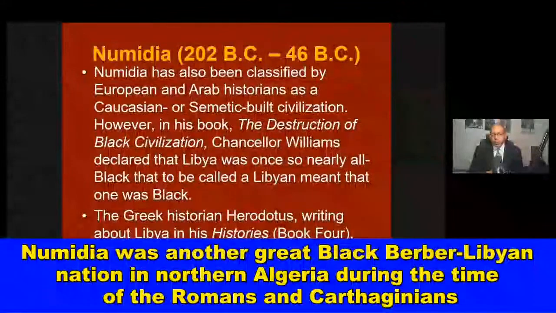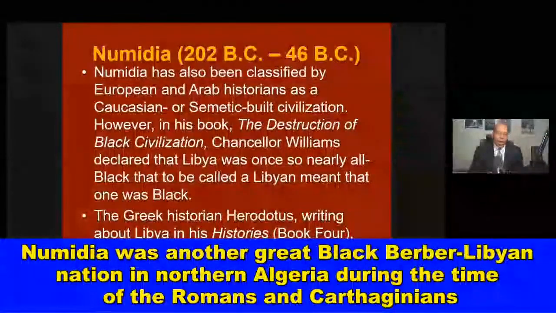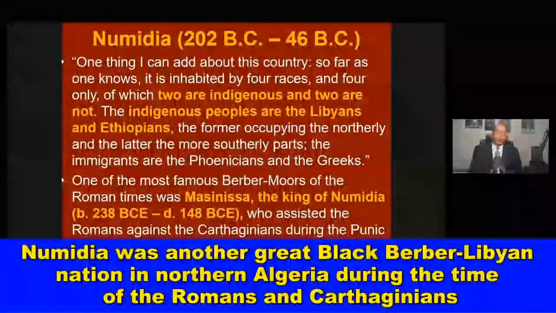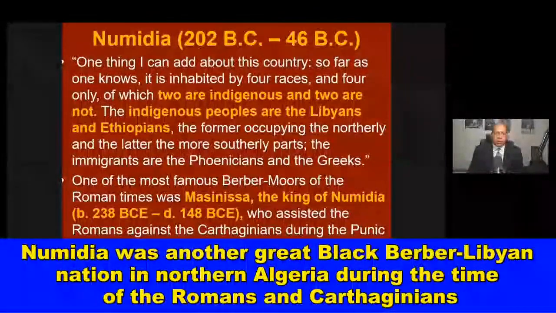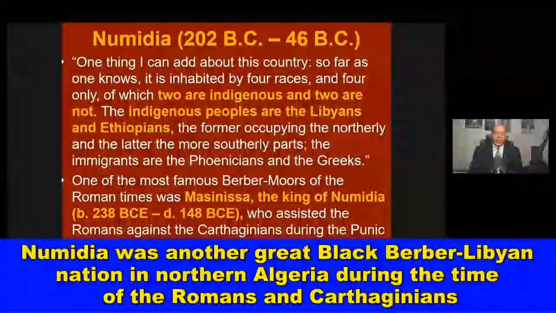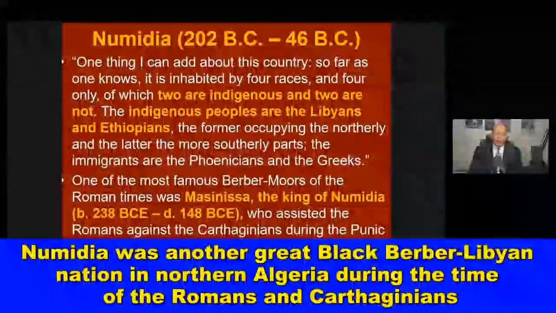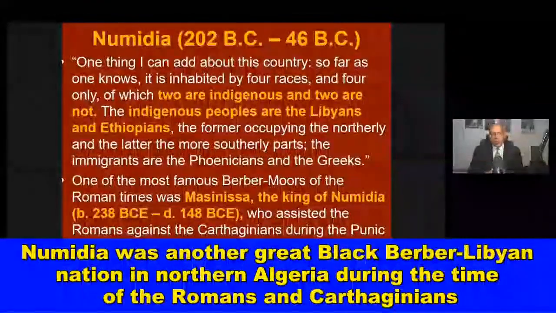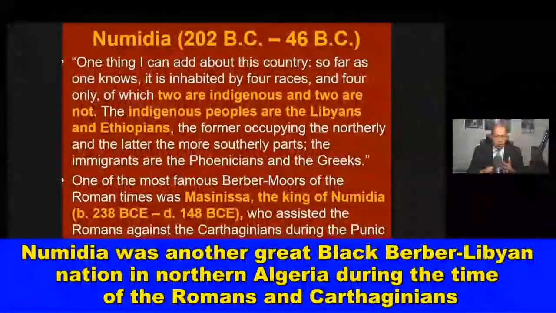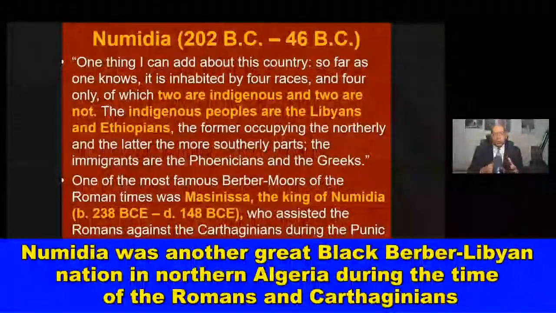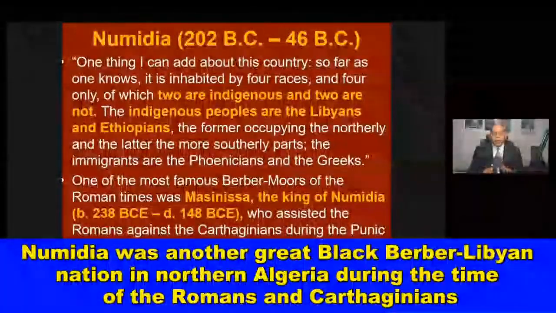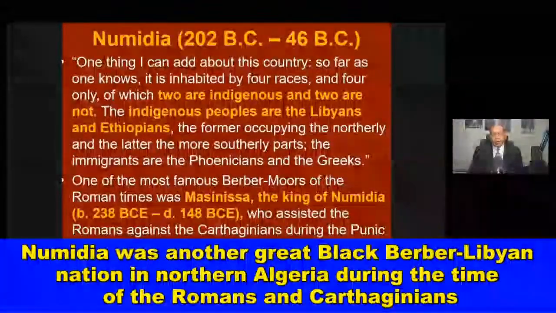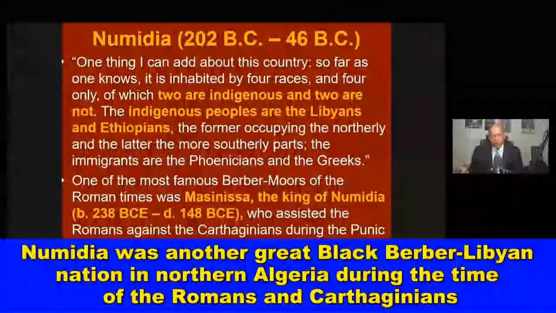The Greek historian Herodotus, writing about Libya in his Histories, Book 4, stated, quote, "One thing I can add about this country, so far as one knows, it is inhabited by 4 peoples, of which 2 are indigenous and 2 are not. The indigenous people are the Libyans and the Ethiopians, the former, the Libyans, occupying the northerly, and the latter, the more southerly parts. The immigrants are the Phoenicians and the Greeks."